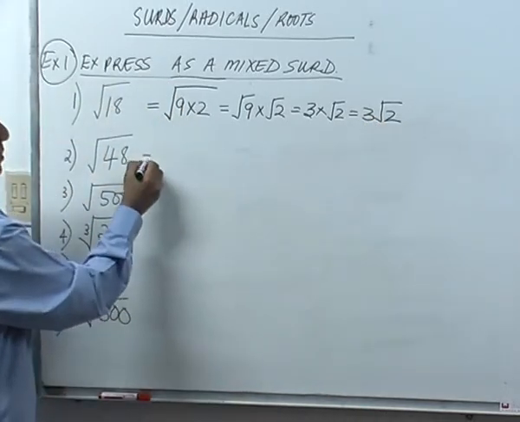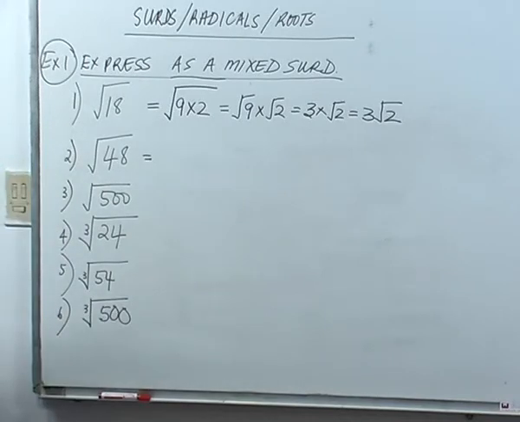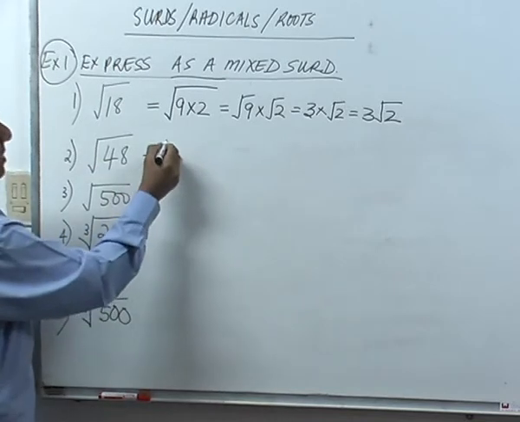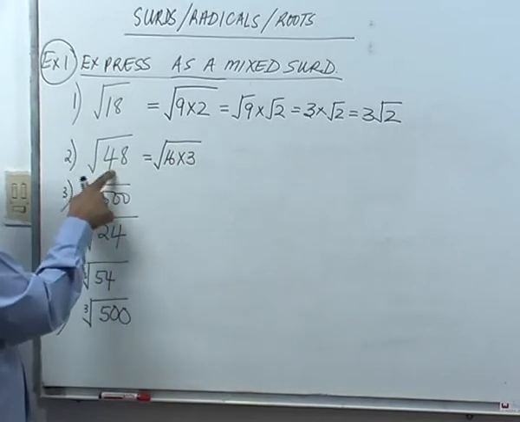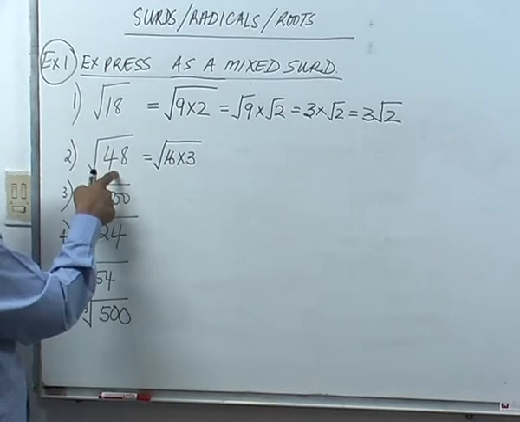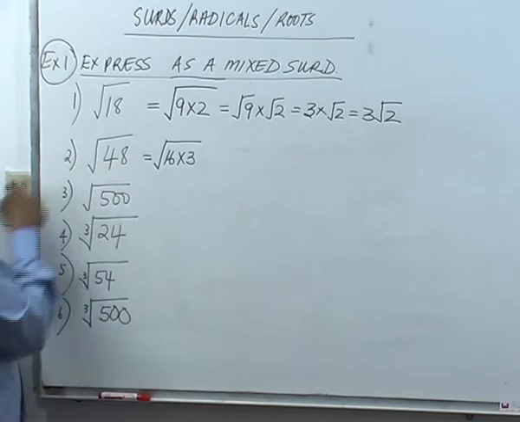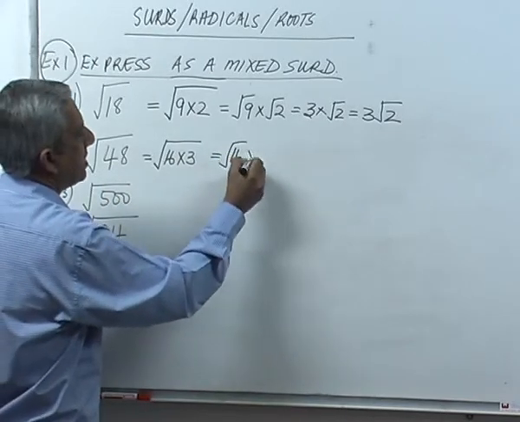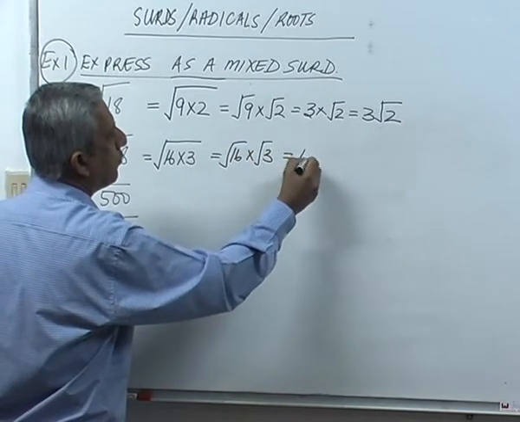If you take number 2, if you study 48 carefully, the biggest possible square root inside over here is 16. So this is 16 times 3. If you thought of 4 times 12, it's not good, because you must think of the biggest possible square root. So 4 is not the biggest possible, 16 is. And that gives you square root of 16 times square root of 3, which gives you 4.